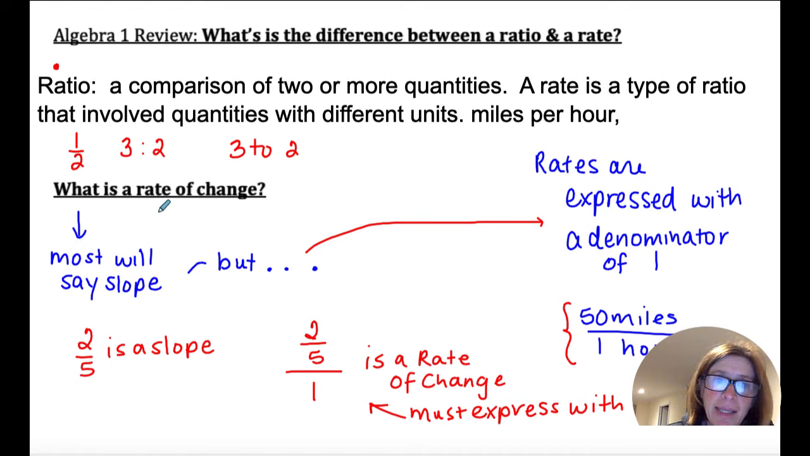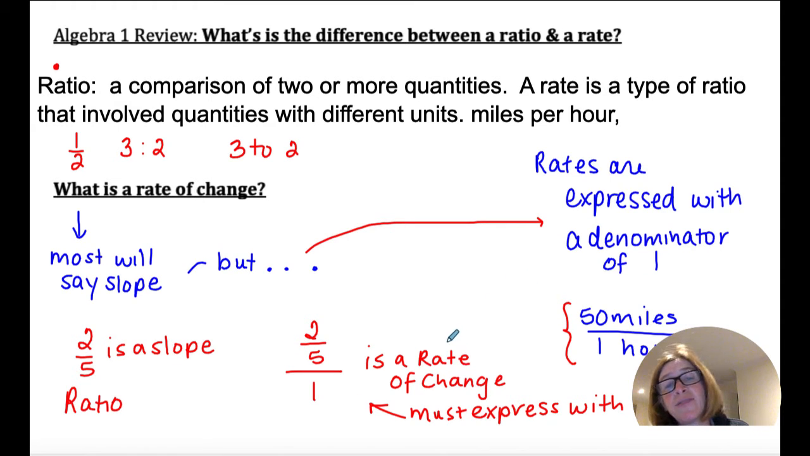But every time I ask about rate of change, everyone says slope. Well, 2/5 as a slope, that's a ratio. As a rate of change, it would be 2/5 over 1. Remember, I said a denominator of 1. And if it's a rate of change, we actually have to express it with the units. So we're going to be spending some time talking about linear models, and I think it's important for us to really understand the difference between a ratio and a rate.